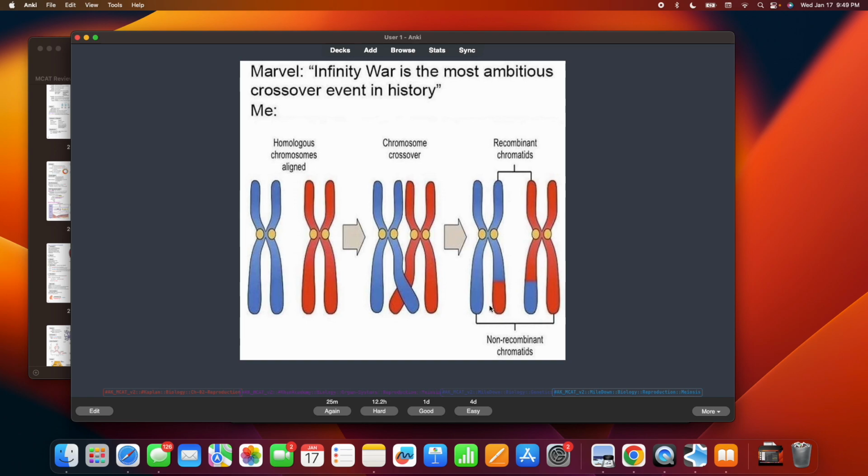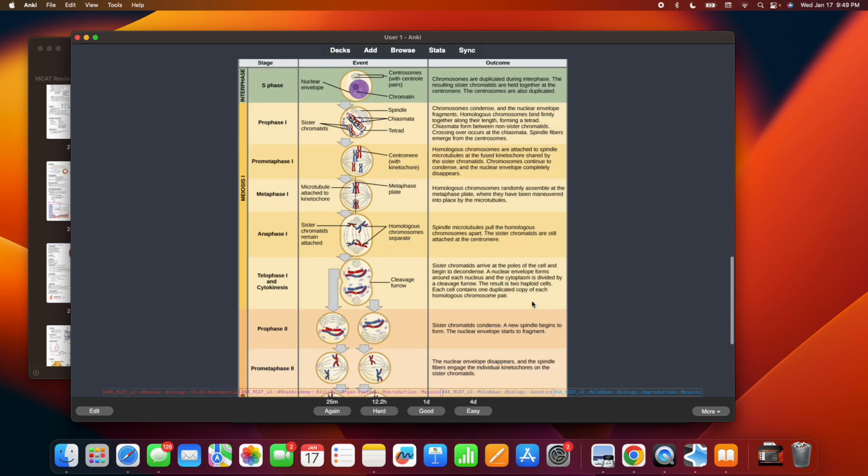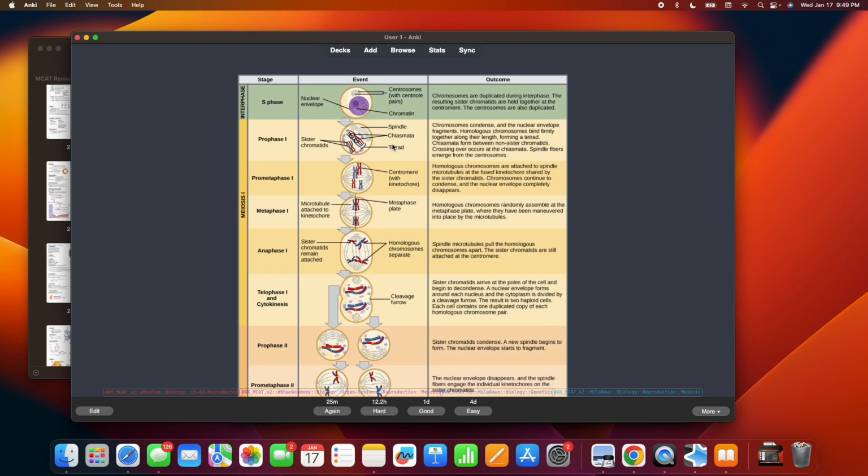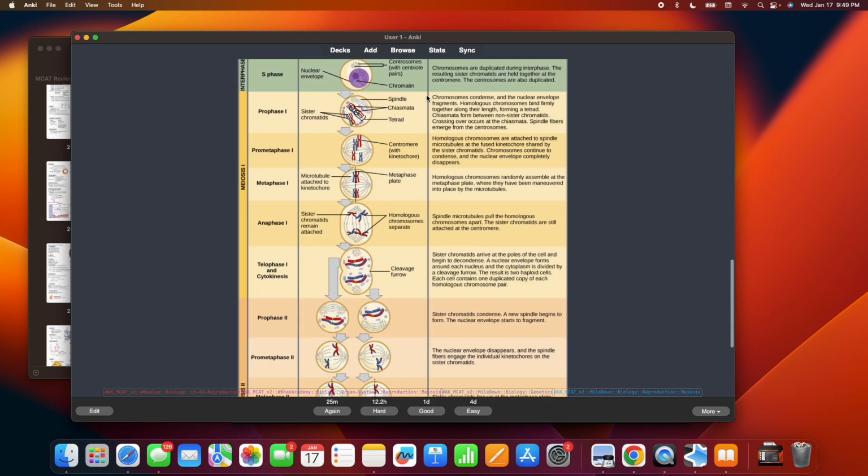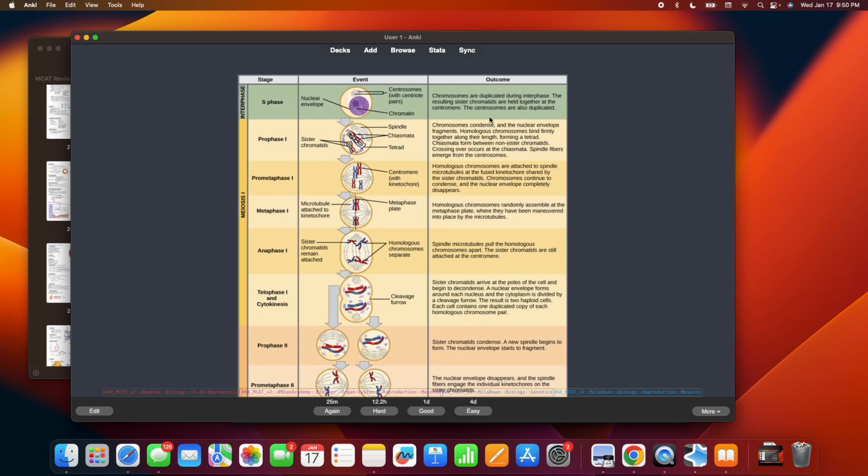So these two, like those 2 heterozygous ones, at the end of the day, those are the recombinant chromatids, and we have also non-recombinant chromatids. So you can see here the event and outcome. Something happens during each phase. This is a good way to look at it. Whatever happens, there's an outcome for it.